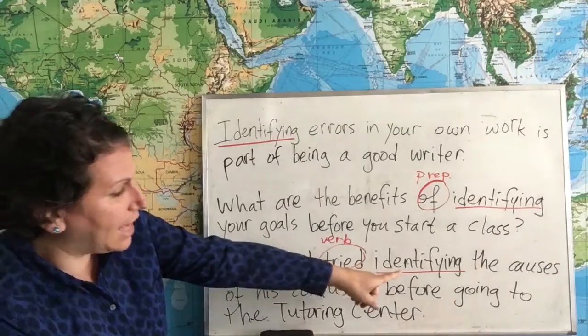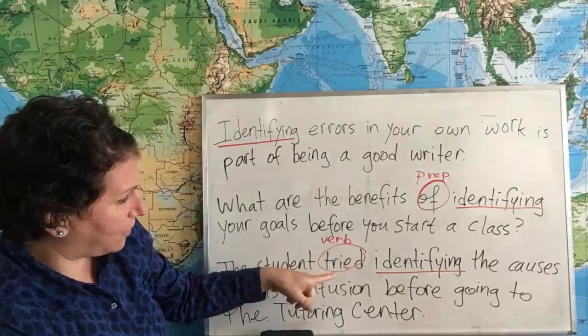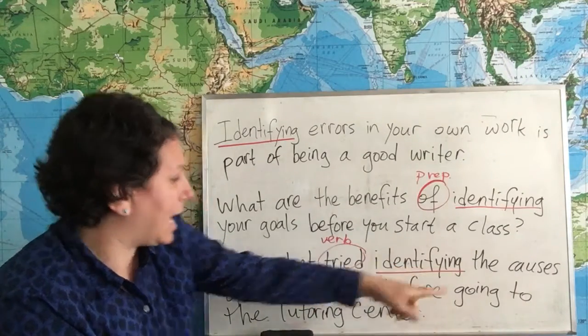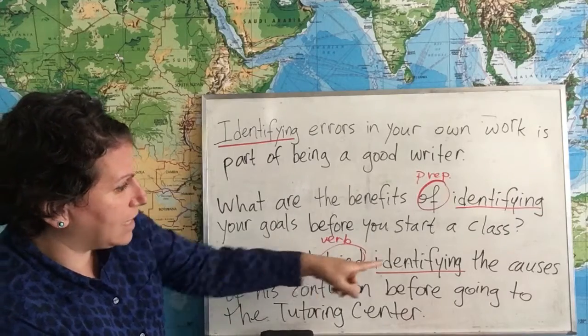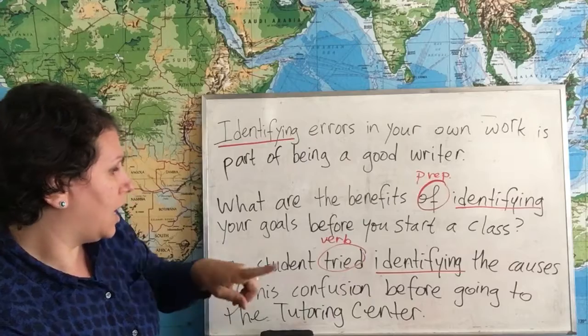So again, we can't just have a verb form, identify, after this verb here. We have to make it into the gerund form by adding ing. The student tried identifying the causes of his confusion.